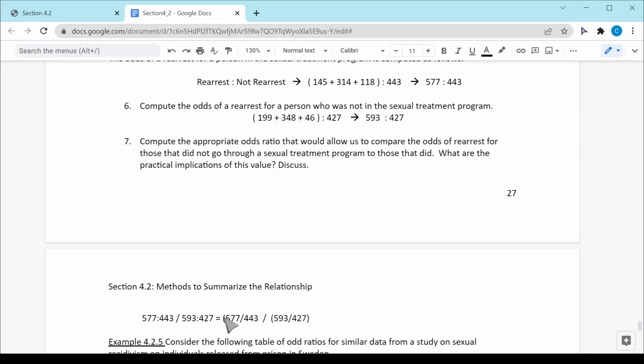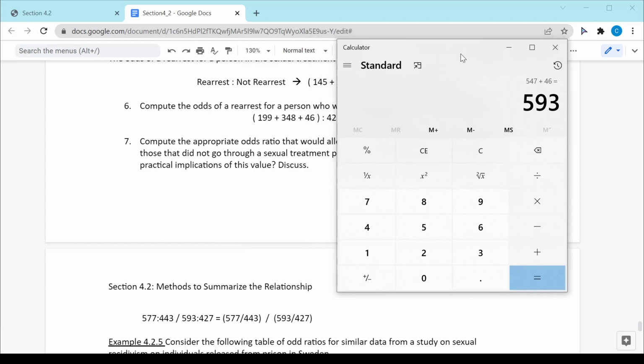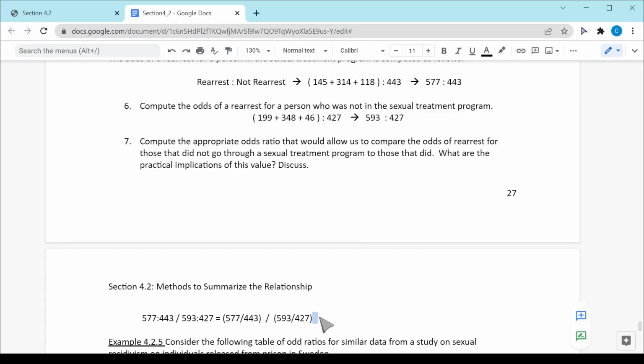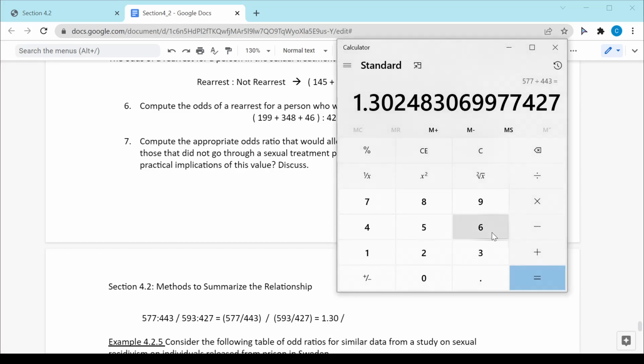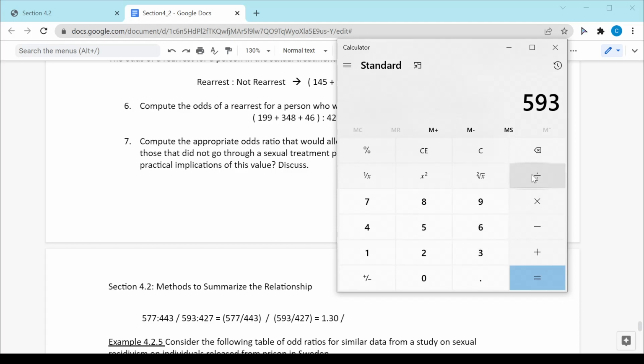So let's do 577 divided by 443 first. Let's do that one first. Get my calculator going here again. 577 divided by 443. That's going to be 1.3. Not 13, 1.30. And I need to divide that by the other ratio here. So that is going to be 593 divided by 427. And that's going to be 1.38.